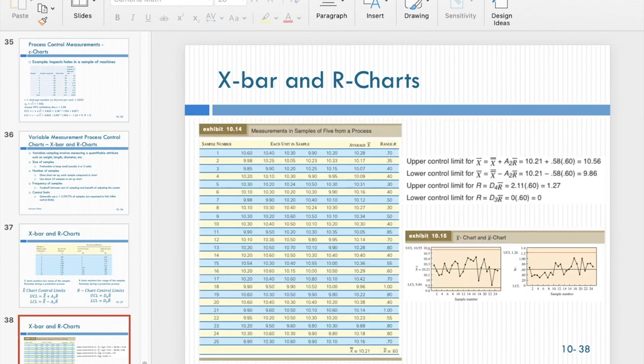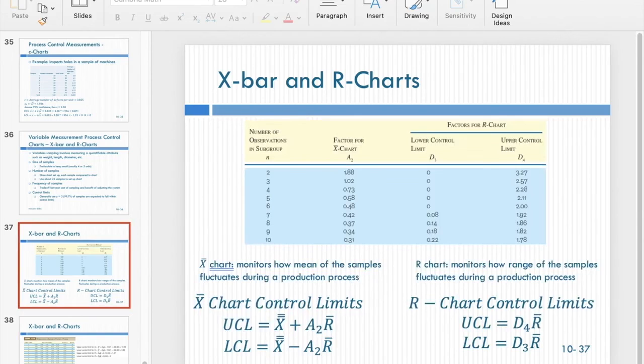If we go back to this example, what is the number of observations within the first sample? 5, right? You have 5 different units. What is the number of observations in the second sample? Still 5. So in every sample, you include 5 different units. So here, the number of observations in a sample is 5. If you look at this 5, then what is the corresponding A2? 0.58. What is D3? 0. What is D4? 2.11. Everything is ready for you.